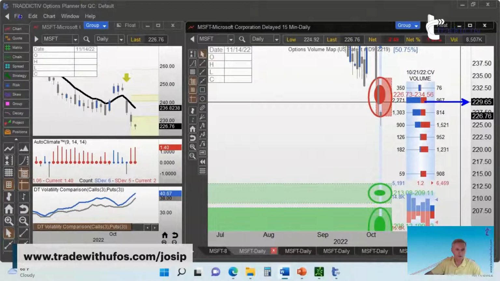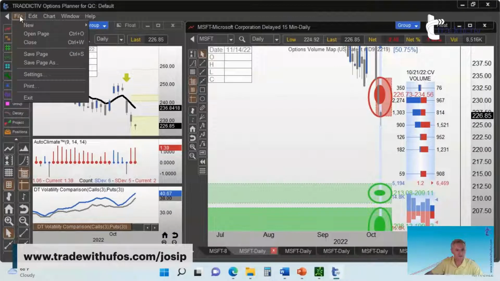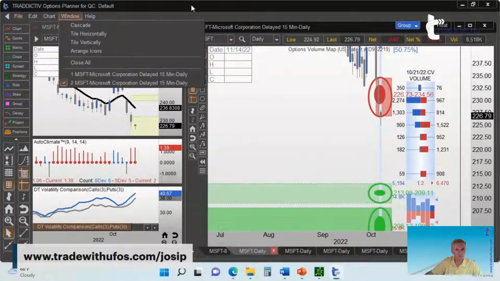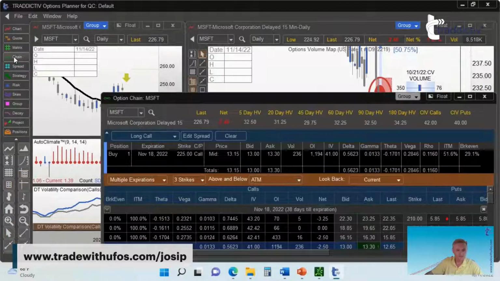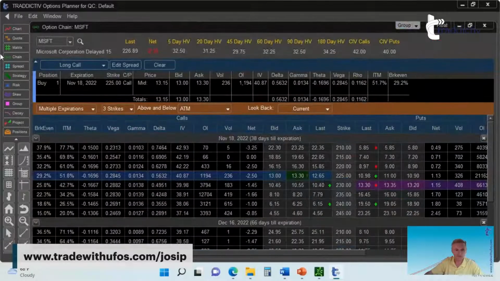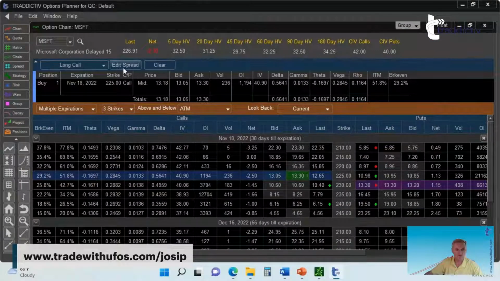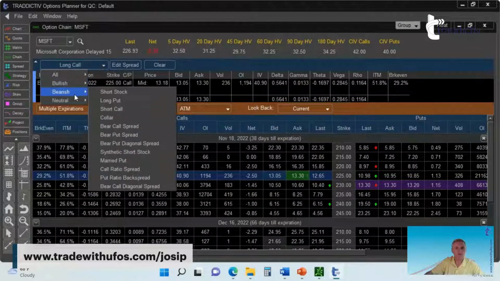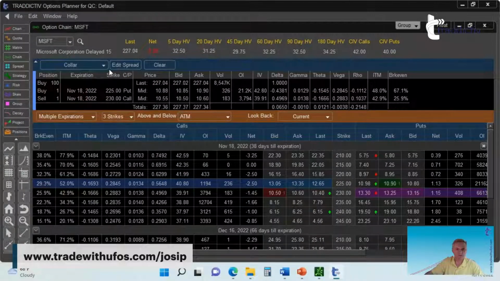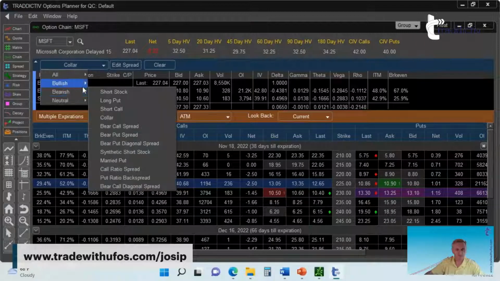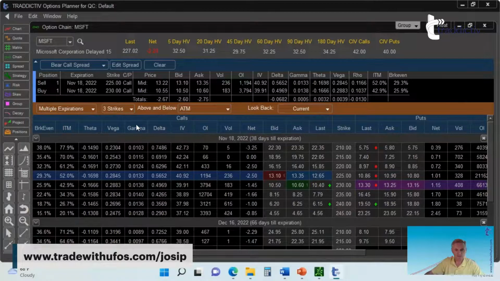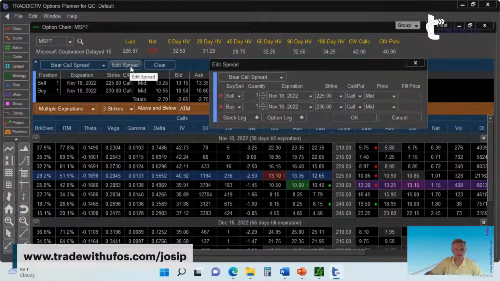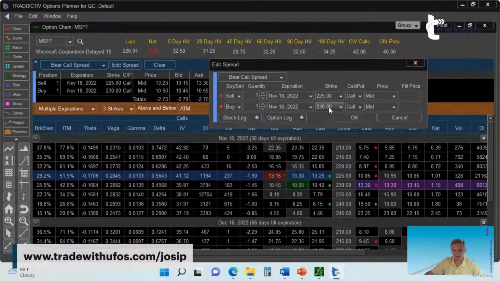So when I go into the option chain, I'm pulling up the option chain for the month of October on the Microsoft. A bearish bet, bear call spread. One more time, bearish spread, bear call spread, edit the spread. So it populates the 230, but it populates the 230 as a buy.